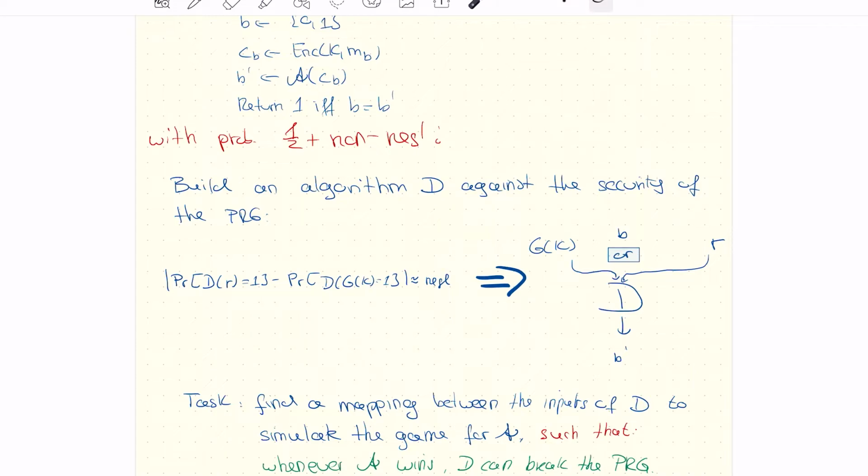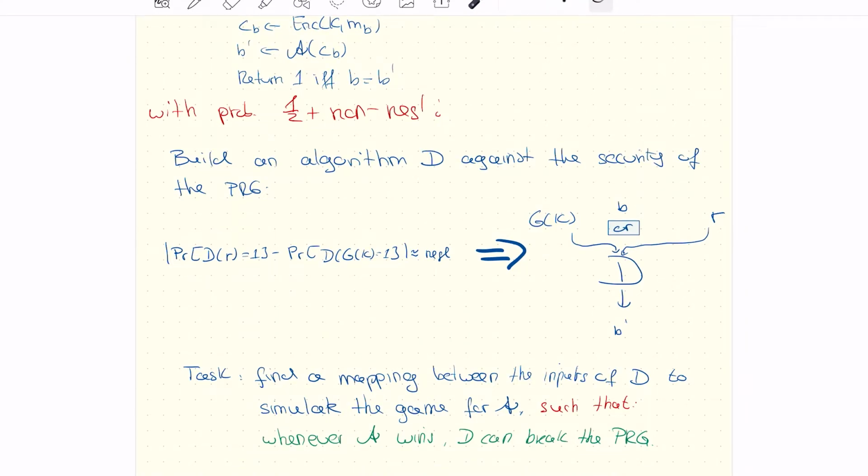So what are we going to do now? Well, we wish to derive a contradiction. And the way that we derive a contradiction is now by turning this algorithm into one that breaks our PRG. So what was the property of the PRG again? Well, let's take a look.